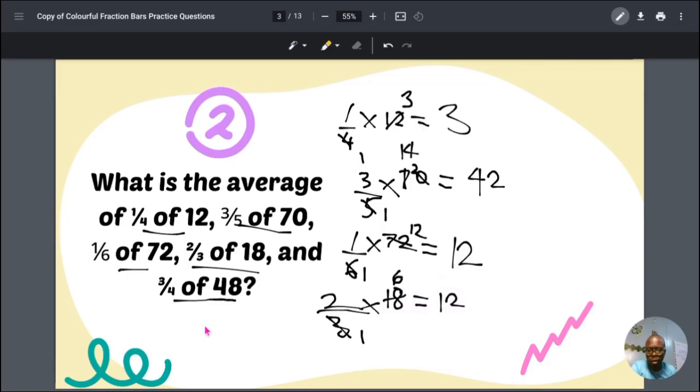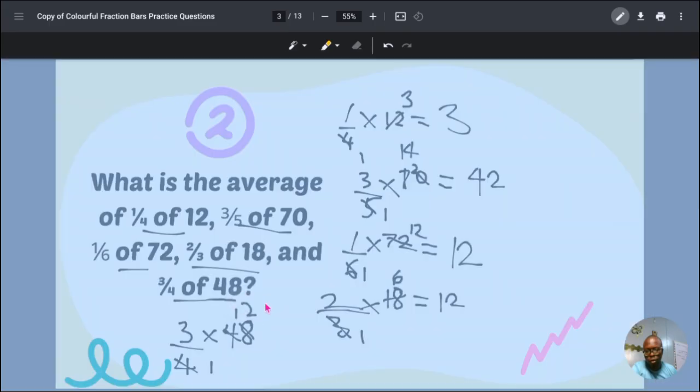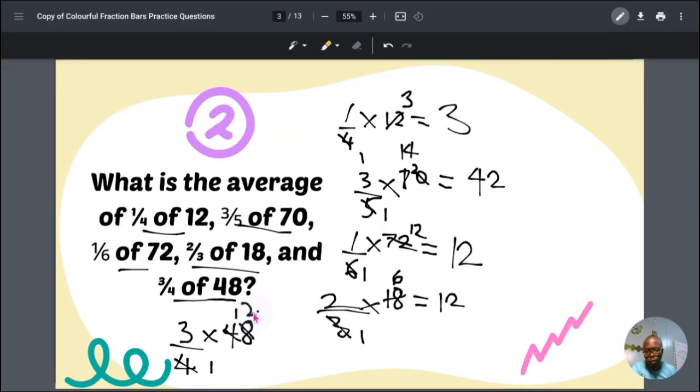And last but not the least is 3/4 of, which is times 48. So 4 here is 1, 4 here is 1, but 4 here is 2. So 12 times 3 is 36.